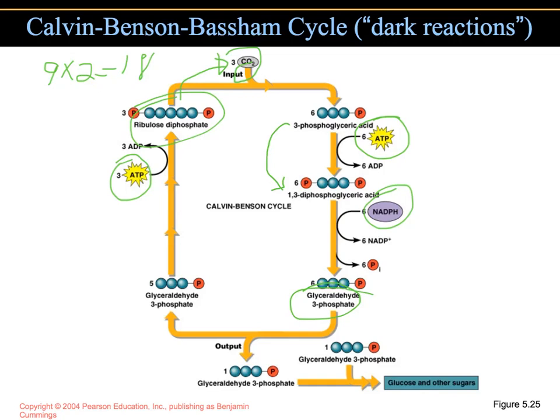After G3P is produced, 1 out of every 6 is taken out of the cycle. When 2 are taken out, they react to make other sugars and glucose. So you'll see here glucose and other sugars. 5 out of every 6 G3Ps continue in the cycle, so that the RuBP right here can be regenerated, because this is the starting material for carbon fixation, so that when carbon dioxide comes in, it can be joined to the RuBP and start this entire cycle all over again.